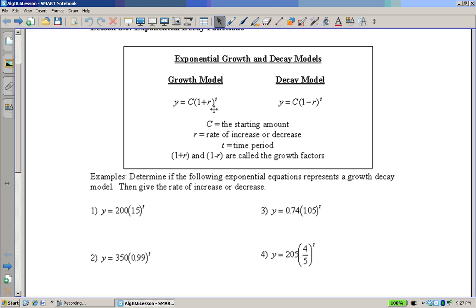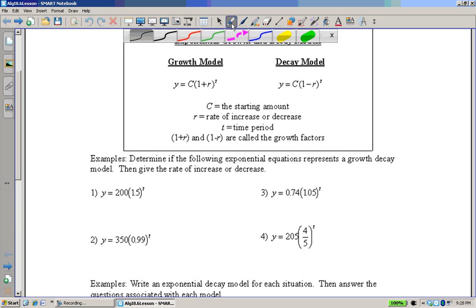So C is the starting amount. You can think of it, as far as linearity goes, almost like the y-intercept. R is the rate of increase or decrease. T is the time period, usually in years. And the growth factor is either going to be 1 plus r, or it's going to be a growth factor that's actually a decay, 1 minus r.